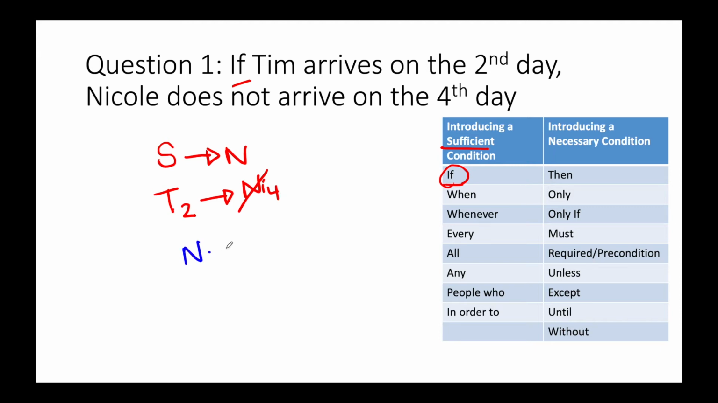Now let's look at the opposite of this formula. If this formula was written like this, if we were to reverse it, how would we write it? So if we know Nicole is in fact arriving on the fourth day, then we know Tim cannot be arriving on the second day. So if we go back, we know for something to be sufficient, it has to be part of the necessary. But for something to be necessary, it does not mean it is sufficient.